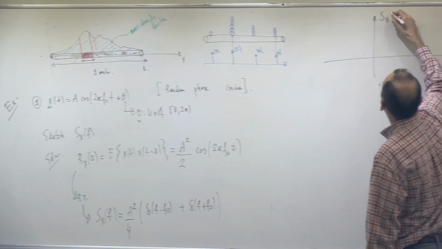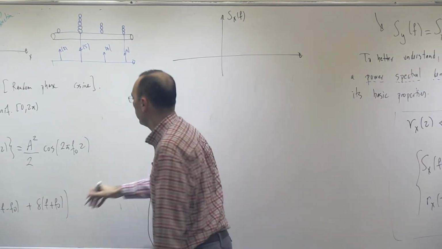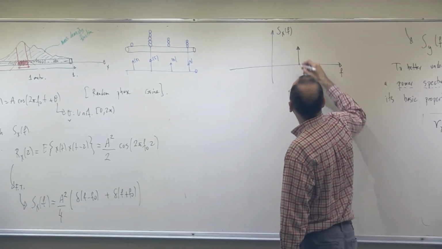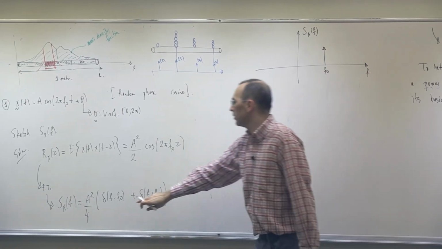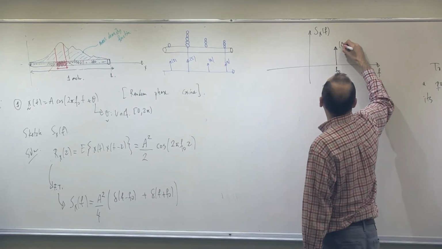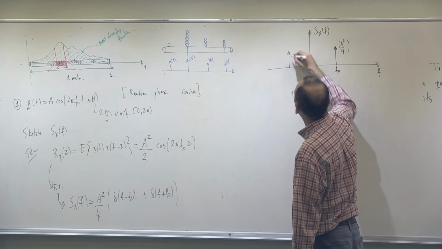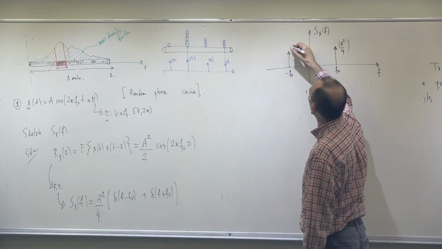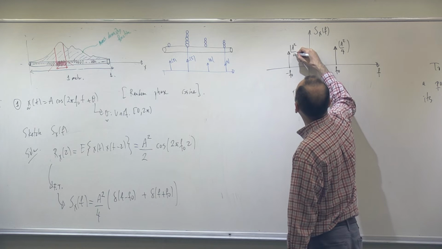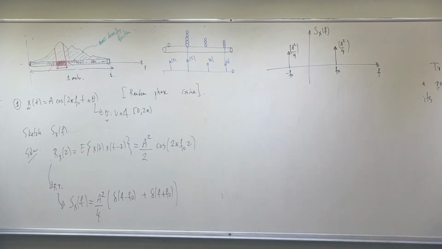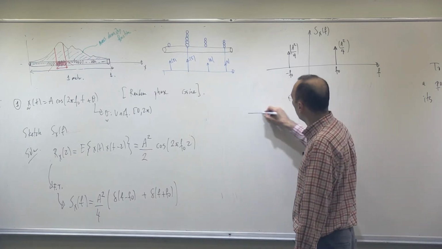Now, S x of f. I will sketch this one, this versus frequency. So there's an impulse of weight a square over 4, and at the symmetric location, a square over 4. That is the end. Okay. That is it. But how can I think about this?